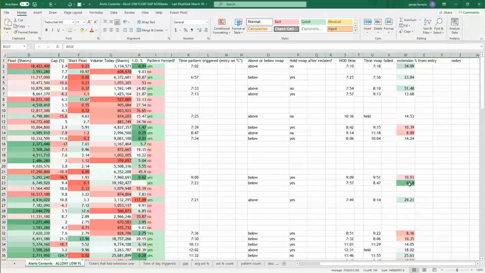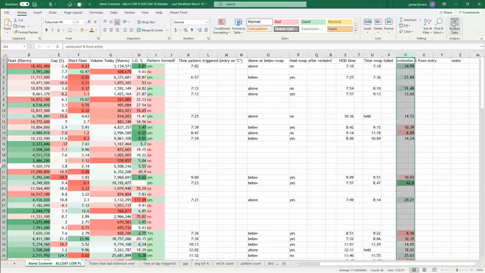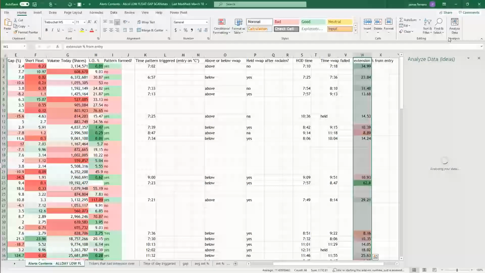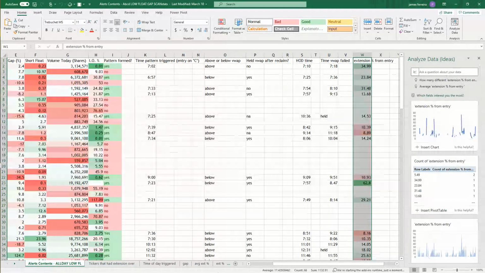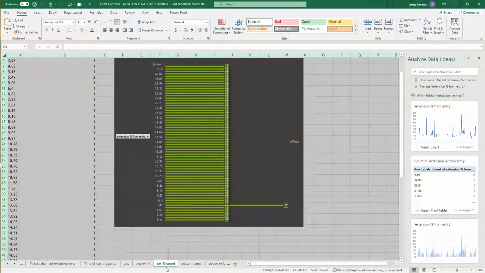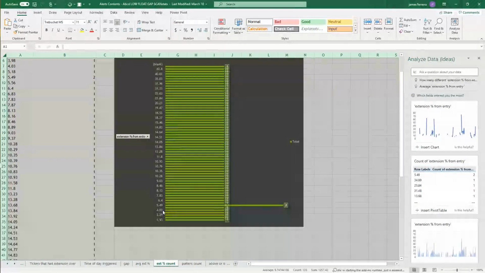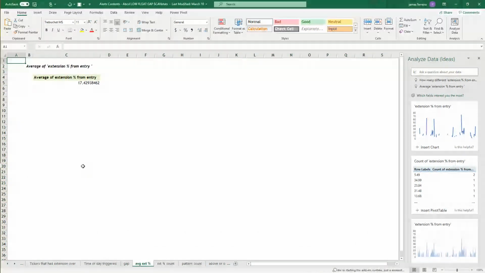And then this one was huge for me. Extension from entry. If I go to this column and analyze the data, I just click that button, analyze data, and it will give me my average extension from entry. There we go. My most common one was 5.49%. But out of everything, my average extension from entry is 17.42%.